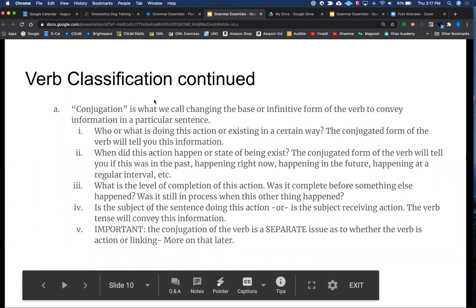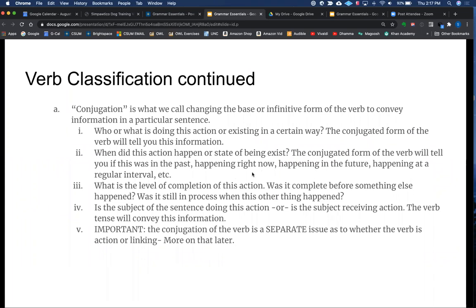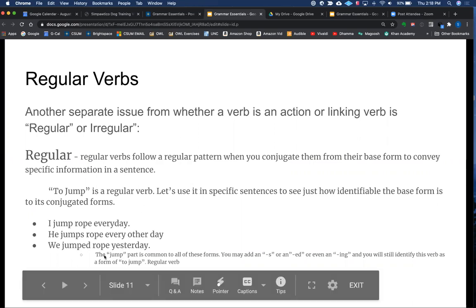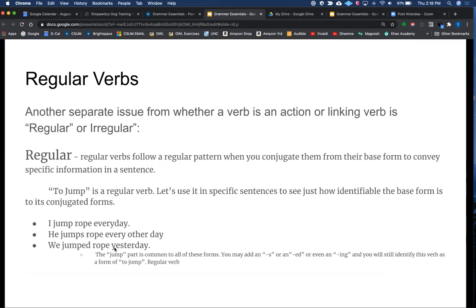There we go. Conjugation. So this state of being that the linking verbs exist in, there's a very simple test for checking whether a verb is regular or irregular. If it's regular, it follows the normal rules. Today, I jump rope. He jumps rope every other day. We jumped rope yesterday. We just add an ed or an ing or have jumped. So in that case, we have a verb phrase of two words, have jumped. So we have jumped rope in the past, but not today. Have jumped is the whole verb.